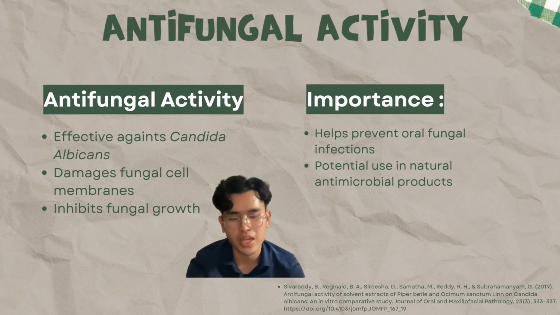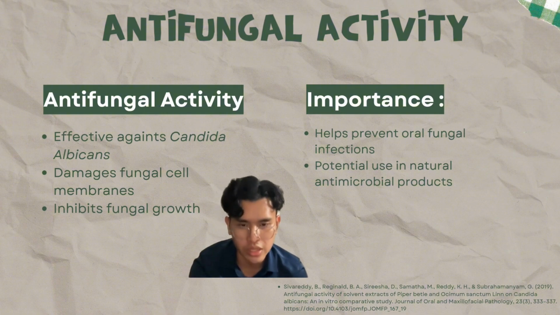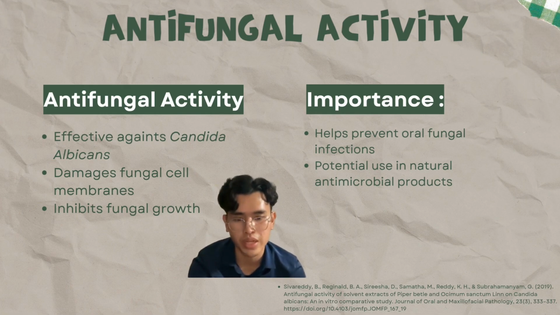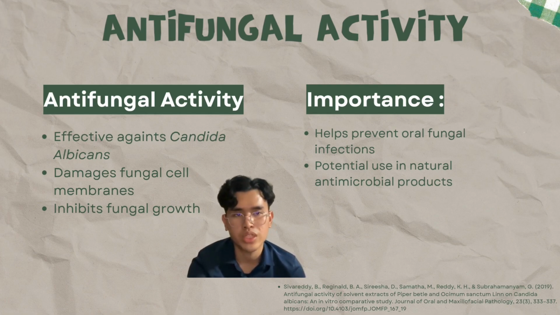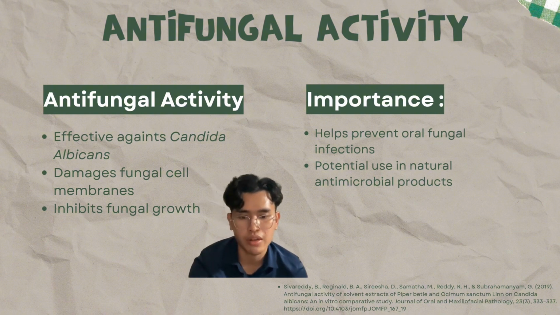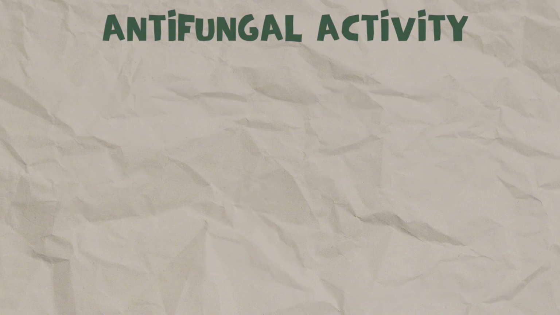The antifungal mechanism is quite similar to its antibacterial action. The active compounds in betel leaf can damage the fungal cell membrane, causing structural damage to the fungal cells. In addition, betel leaf extract can also inhibit fungal growth and reproduction, which means it will prevent the fungus from spreading and forming larger colonies.